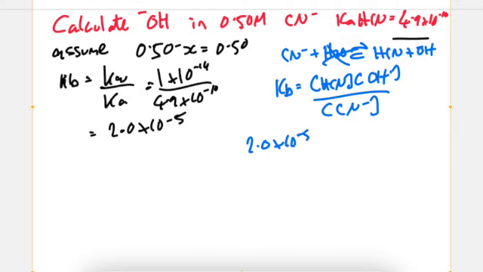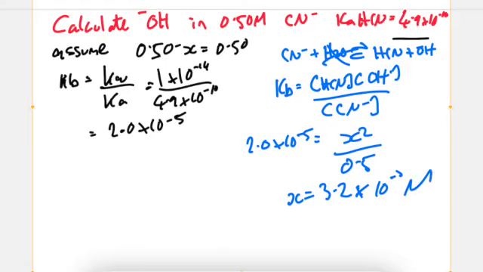How do we get from here? Well, we've got the Kb on the left hand side that we worked out, 2 by 10 to the minus 5. Equivalent concentration, so it's x squared over 0.5, which is given in the question. So x this time is 3.2 by 10 to the minus 3 moles per decimeter cubed.